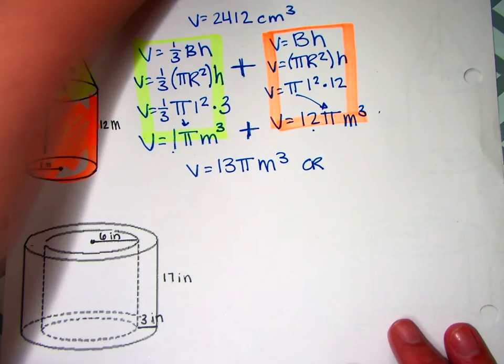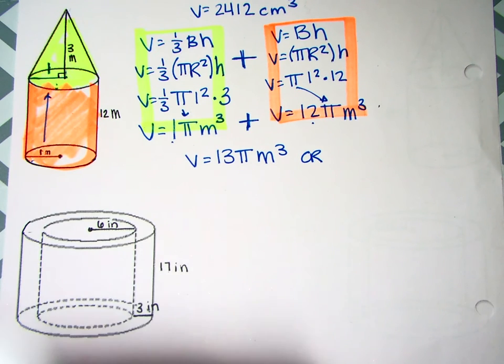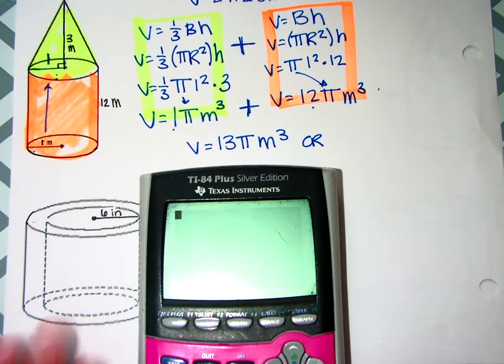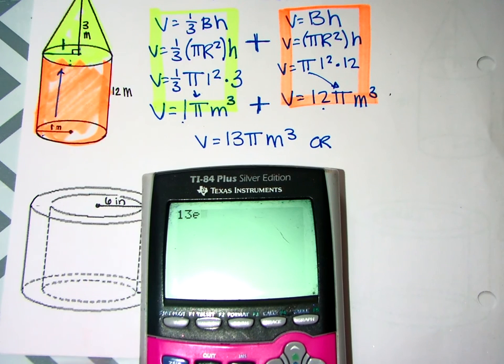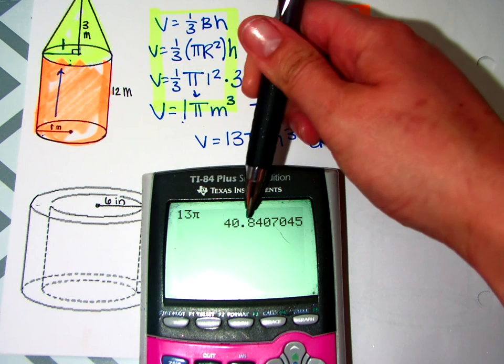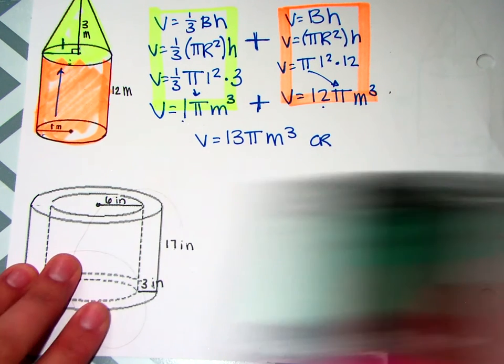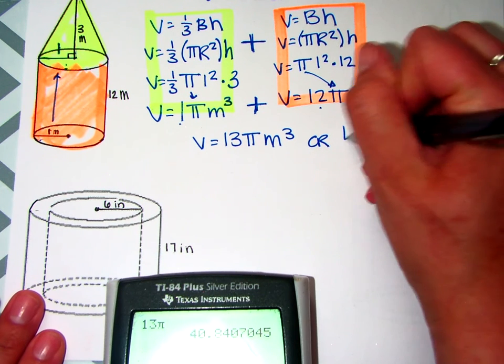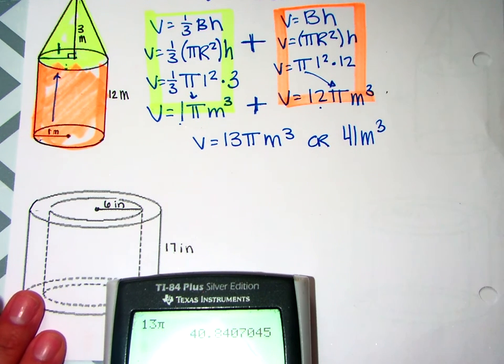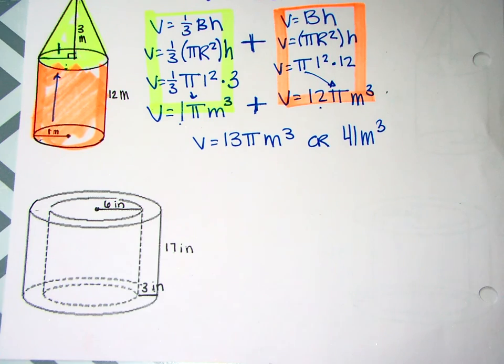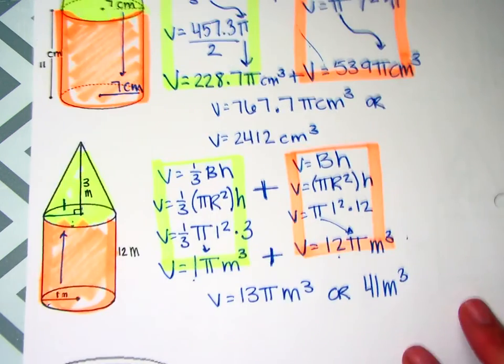Or if I want to go ahead and find my rounded volume, I'm going to just do 13 pi, not e, that's a different thing from algebra 2. So 13 pi, rounding to the nearest cubic meter. This 8 bumps this up to 41. So 41 meters cubed.